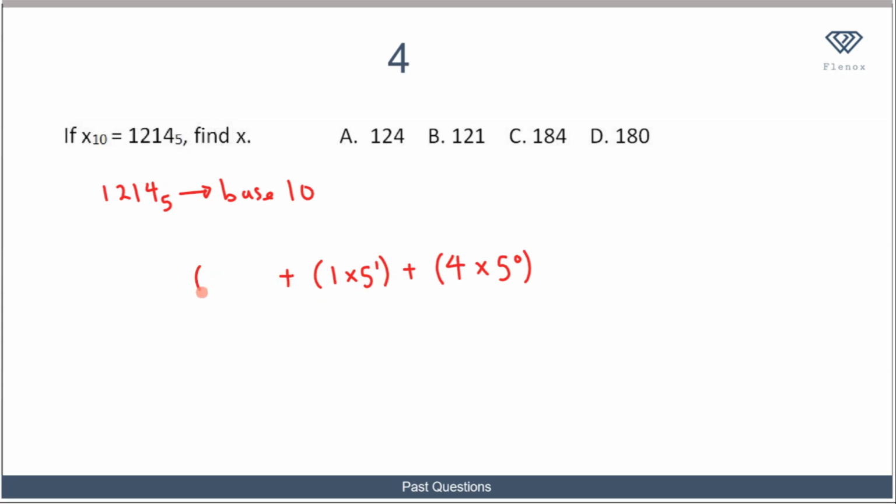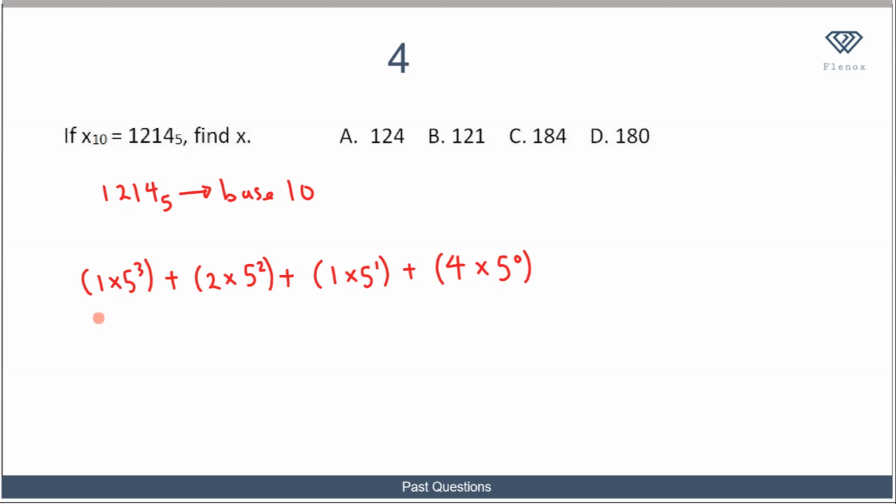Then we move on to the next digit, 2, to the power of 2, then plus 1 times 5 to the power of 3. As you can see, the degree of the base is increasing: 0, 1, 2, 3. In case you don't understand what we are doing, you can look at the video in which we explain how to convert from other bases to base 10.